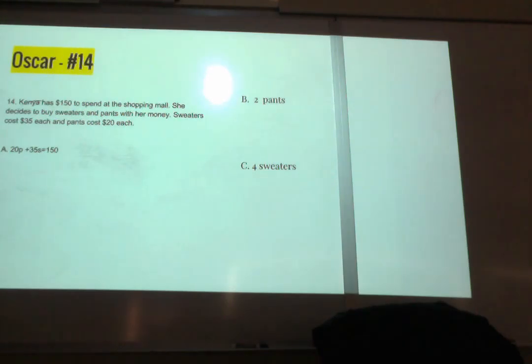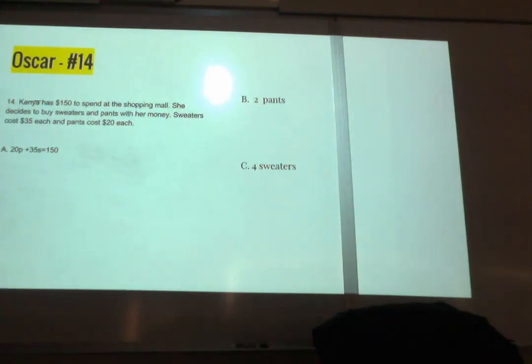Kenya has $150 to spend at the shopping mall. She decides to buy sweaters and pants with her money. Sweaters cost $35 each and pants cost $20 each. So for A, you have to make an expression. So 20p represents $20 for each pair of pants, and 35s represents $35 for sweaters, and 150 is the amount of money she has.